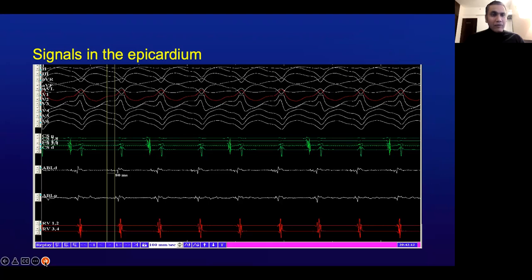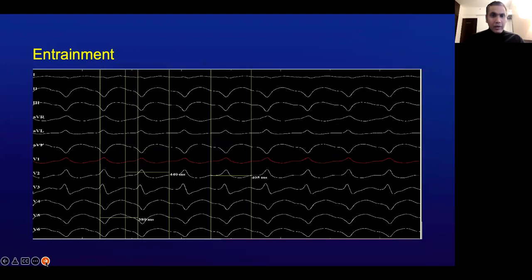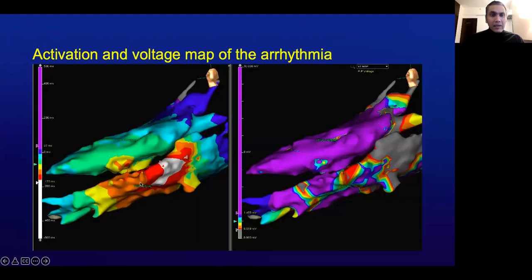Entrainment at some of these sites revealed concealed fusion along with the PPI within 30 milliseconds of the TCL. The comparison of the activation and the voltage map in the endocardium and the epicardium suggested that at sites of clustering of isochrones, there was also lowered voltage noted.